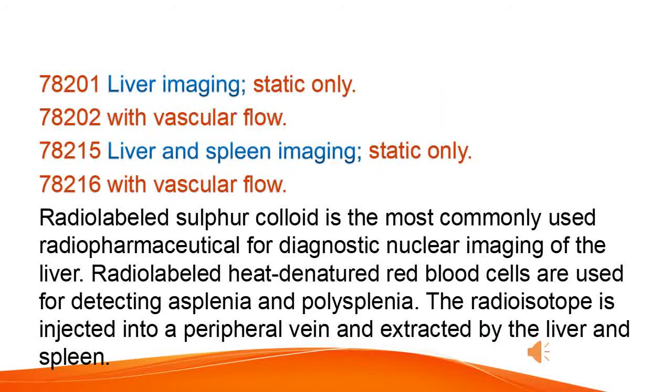Liver imaging, static only. With vascular flow. Liver and spleen imaging, static only. With vascular flow. Radiolabeled sulfur colloid is the most commonly used radiopharmaceutical for diagnostic nuclear imaging of the liver. Radiolabeled heat-denatured red blood cells are used for detecting asplenia and polysplenia. The radioisotope is injected into a peripheral vein and extracted by the liver and spleen.